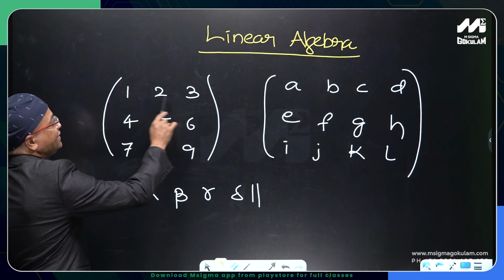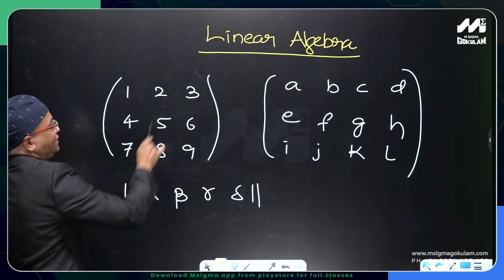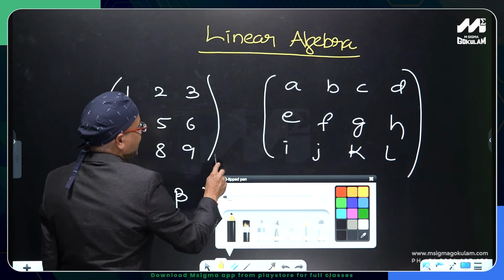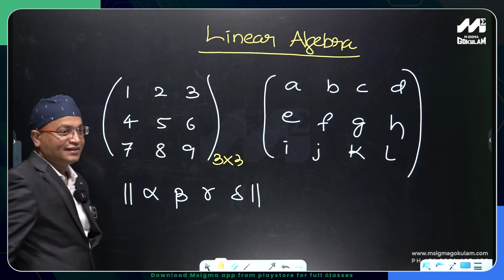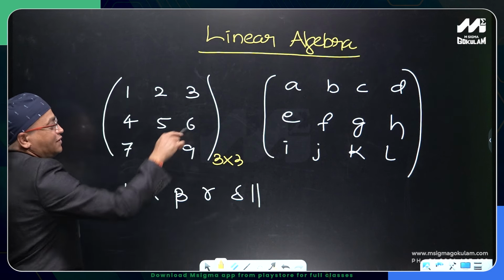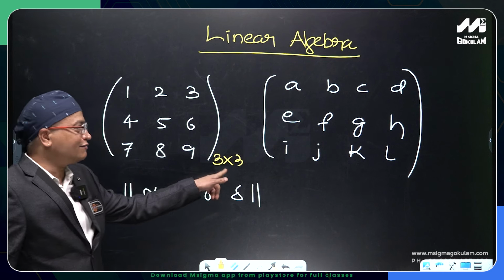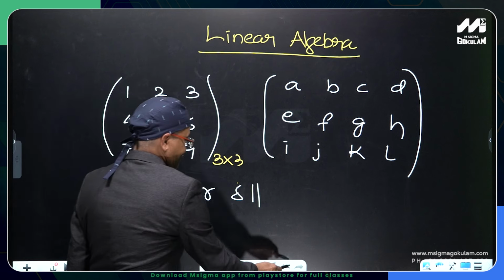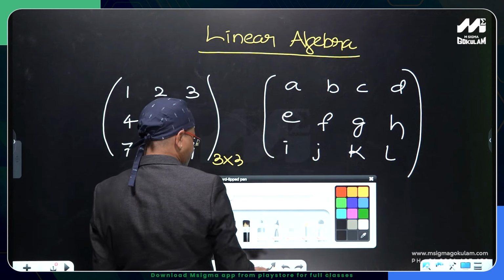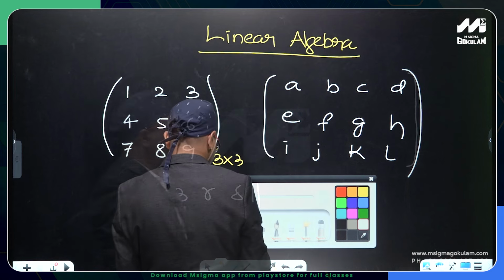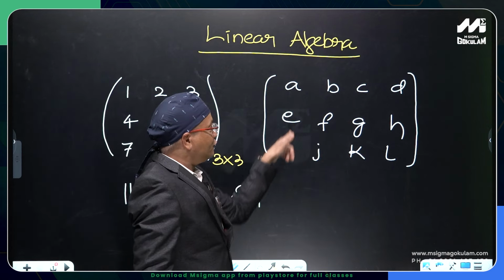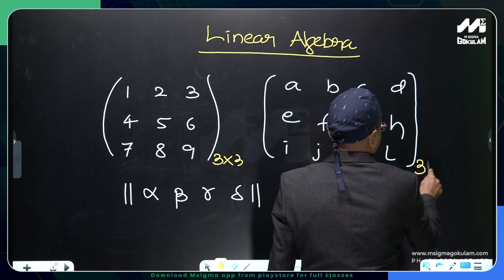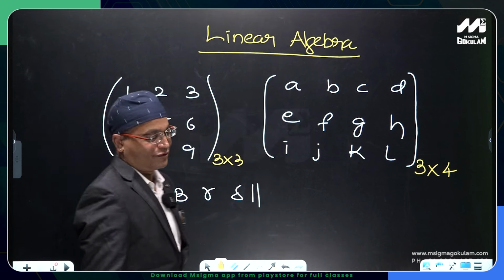You observe, in this matrix, we have three rows, three columns. So, here, I say that the order of this matrix is 3 by 3. The number of rows is 3, the number of columns is also 3. That is called the order of the matrix. Always row number first, column number next. Here, square brackets we use like this. Here, observe, three rows are there, four columns are there. Now, it is a 3 by 4 matrix. The order of this matrix is 3 by 4.